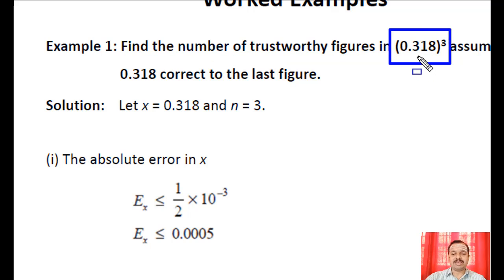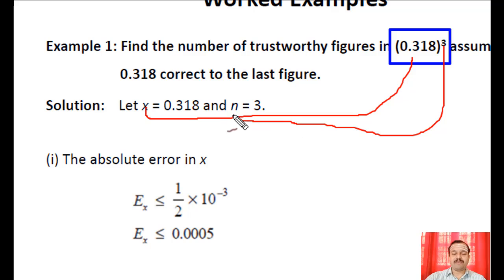So here x is 0.318, and n is 3. n is the exponent, so that we have to take into account. We have to find the number of trustworthy figures in the value of this. If we see the answer with our calculator, the answer will have many decimal places. We have to find out how many figures after the decimal point will be valid, that gives us the correct answer.